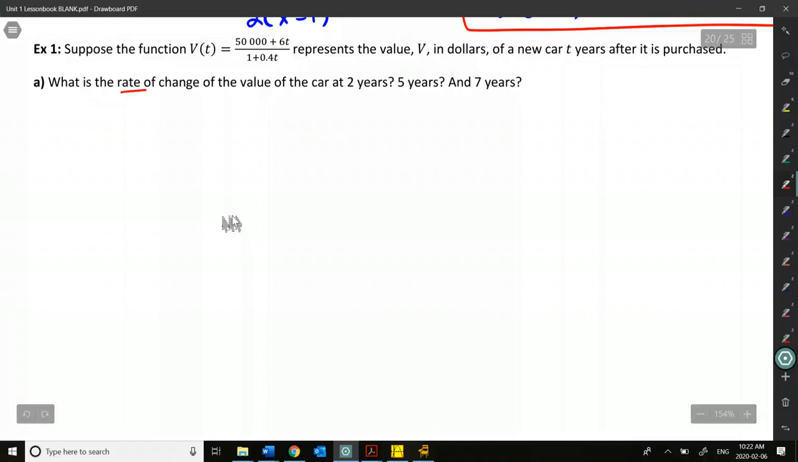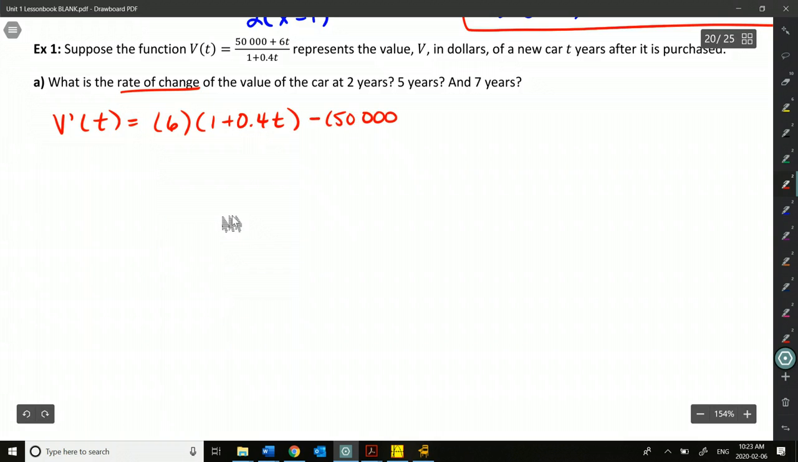So if we see rate of change, we want to think derivative. So we're going to find V prime at t. And we're going to apply quotient rule here because we have the ratio of two functions. So derivative of the top times the bottom, minus the top times the derivative of the bottom, over the bottom squared.